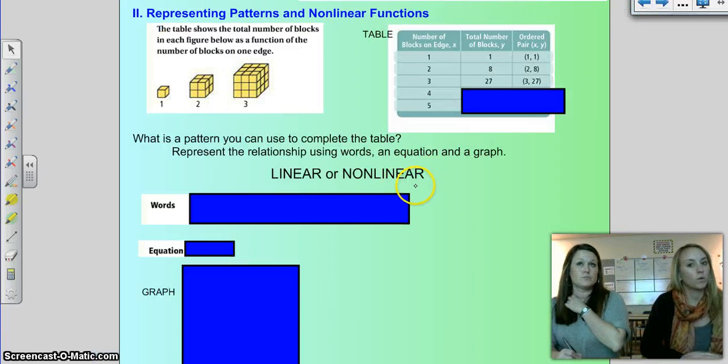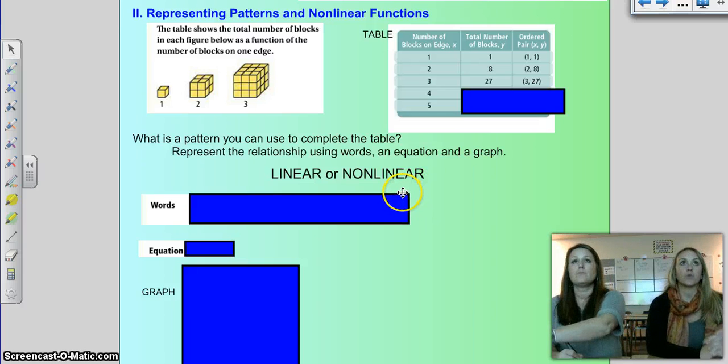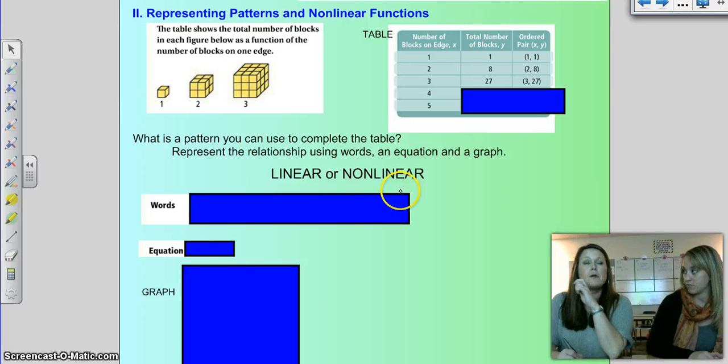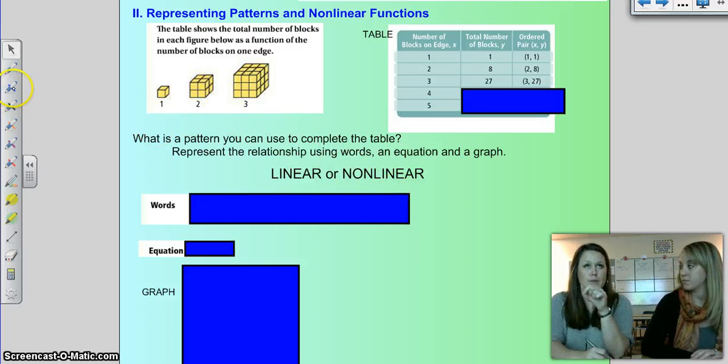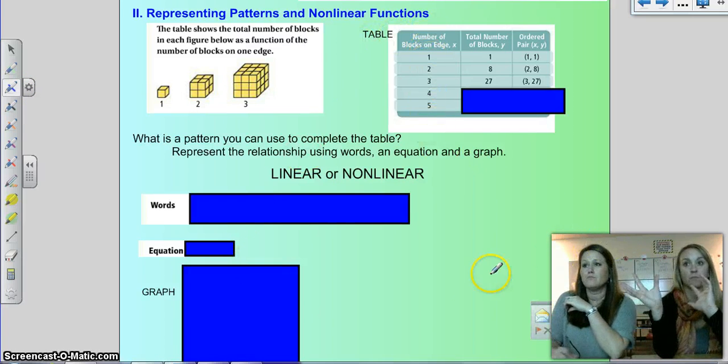Okay, hang tight with this one. Representing patterns and nonlinear functions. The table shows the number of blocks in each figure below as a function of the number of blocks on one edge. So the total number of blocks is dependent on how many blocks are on one edge. Right. Got it. So the number of blocks on an edge, we're looking at the table.